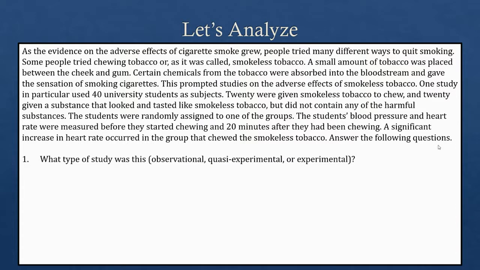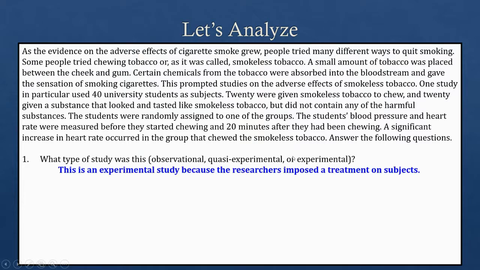So first off, we want to know, what type of study was this? Was this observational, where we merely observe what's going on and then present the results? Was it a quasi-experimental study where people were in pre-existing groups and we used those and then set up our treatment and control, one of them getting each one? Or was it a straightforward experimental study where people were randomly assigned? In this case, it's actually told to us that the students were randomly assigned to one of the two groups. So in this case, this is an experimental study.